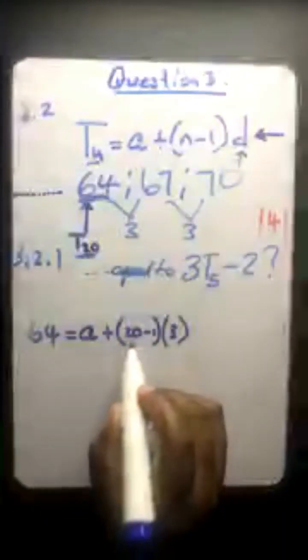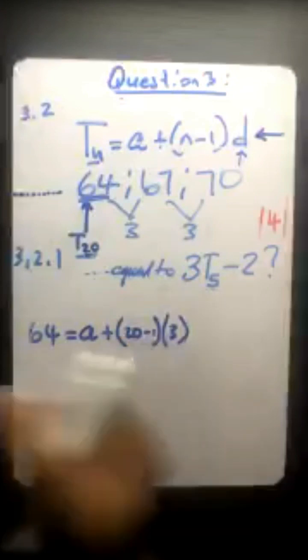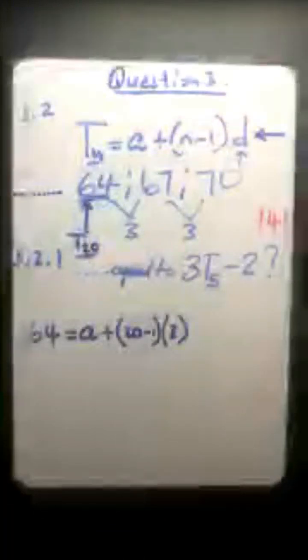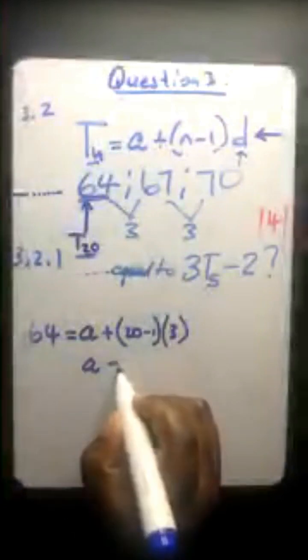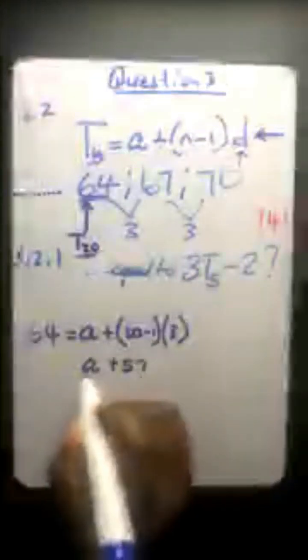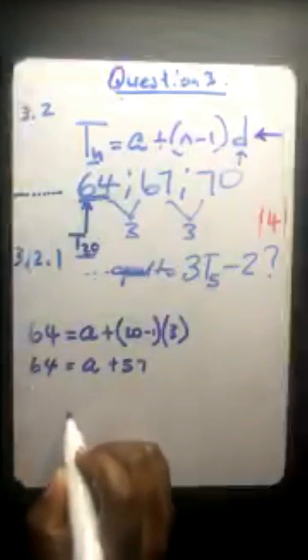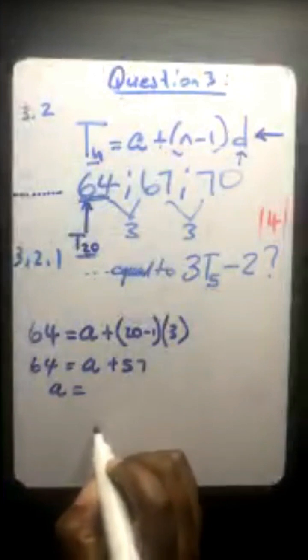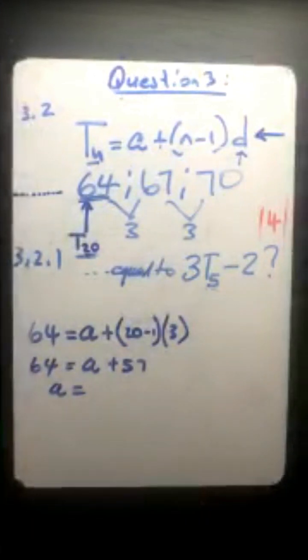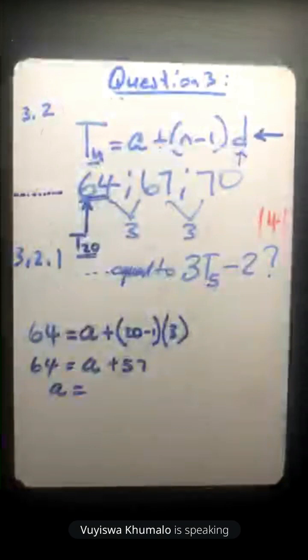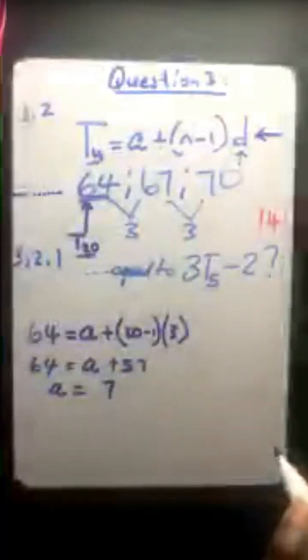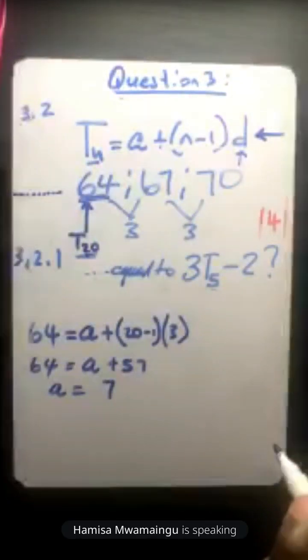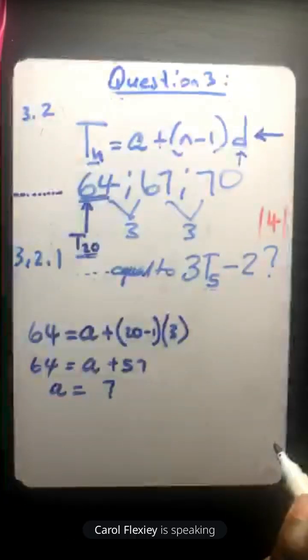So let's see. What is 20 minus 1? That is 19. What is 19 times 3? It's 60 minus 3, which is 57. I think this is 57. That is 64 there, so A is going to be 64 minus 57. 7. Is everyone getting 7 there? Yes, sir. Okay.